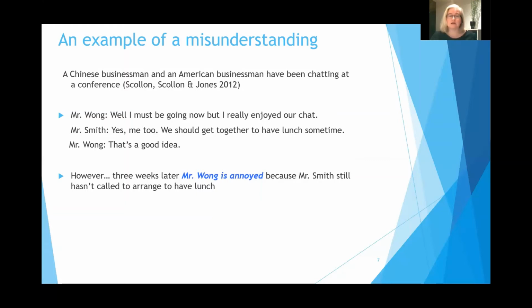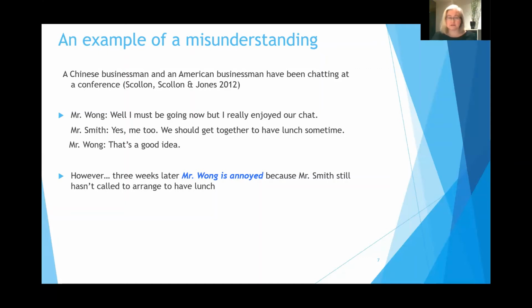So next I want to think a little bit more about this, because if there are so many people around the world speaking English, this can sometimes lead to misunderstandings because people are using English in different ways. Here I have an example that I've taken from Scollon and Jones's research, which deals with a Chinese businessman and an American businessman who've been chatting at a conference.